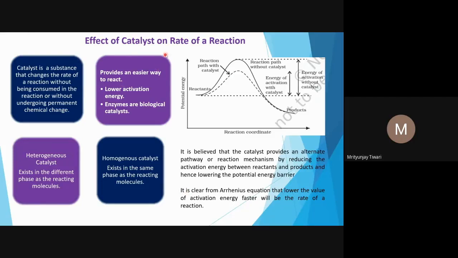Now we'll see the effect of catalyst on the rate of reaction. And what is a catalyst? We know a catalyst is a substance that changes the rate of a reaction without being consumed in the reaction, or without undergoing permanent chemical change.